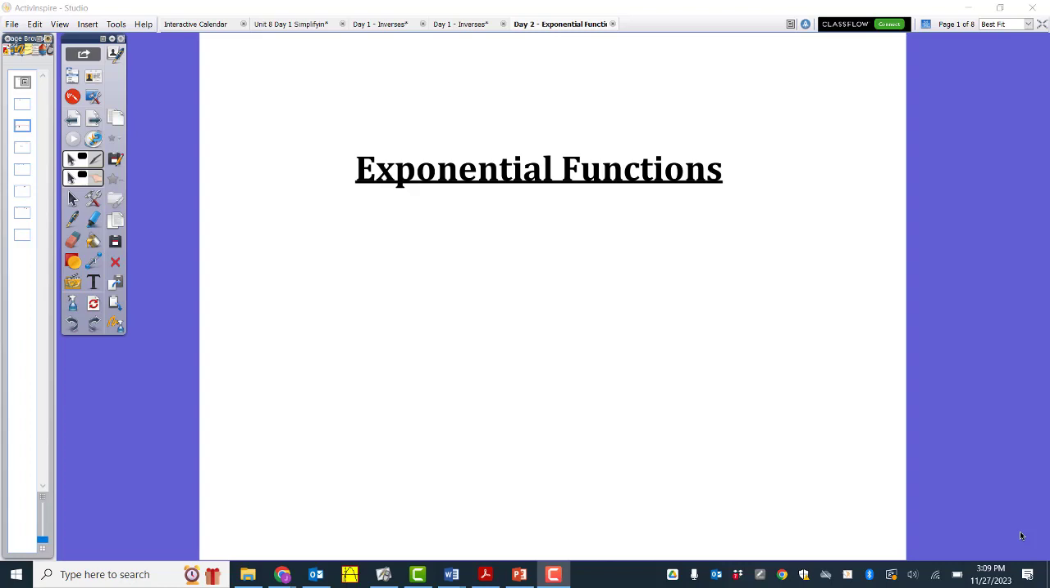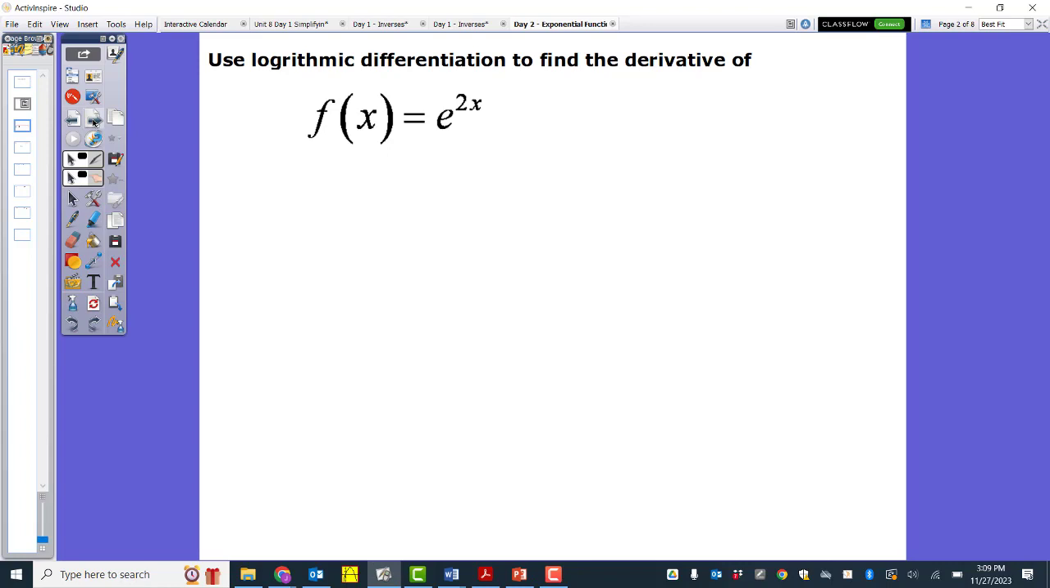All right. Today we're going to be looking at exponential functions, their derivatives, their integrals, specifically with a specific base. We're going to start by doing this. I want to find the derivative of e to the 2x, but we don't know how to do it yet. So we're going to use the one method we can use, which is logarithmic differentiation.